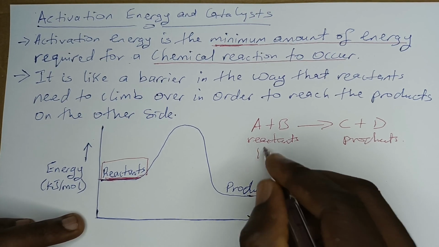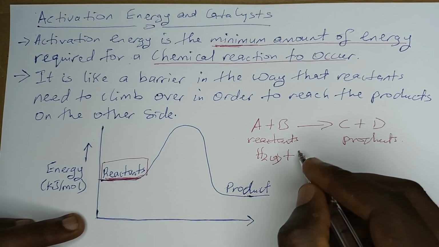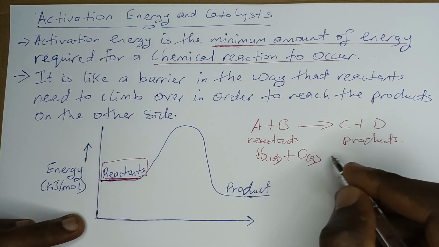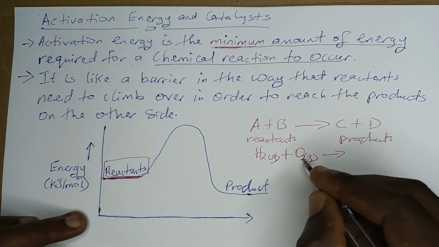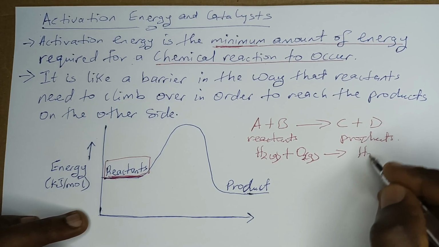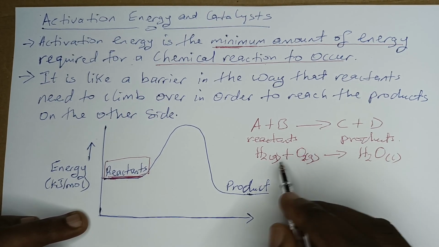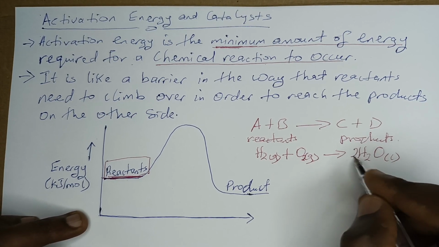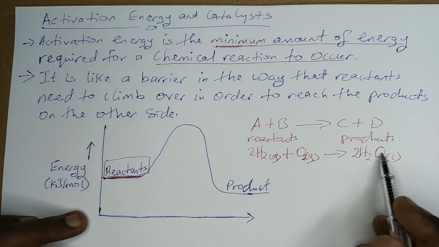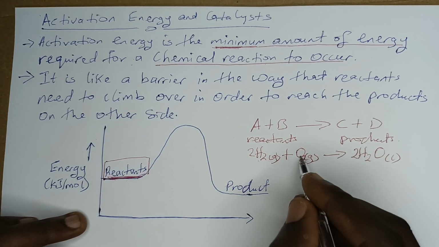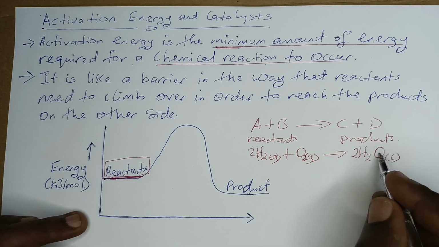Another example is when hydrogen gas combines with oxygen gas to give us water. The oxygen gas is double, and water is a liquid now. So to balance it, you have to put 2 here and 2 here. So hydrogen reacting with oxygen gives water. Hydrogen and oxygen are the reactants, and water is a product.